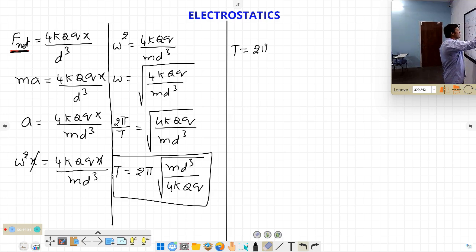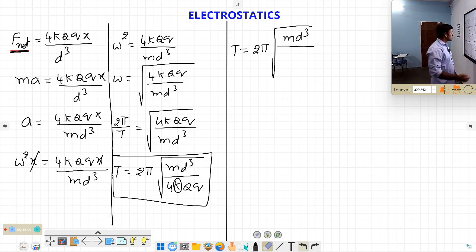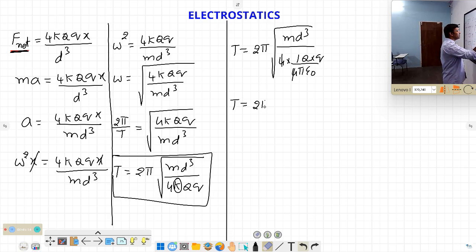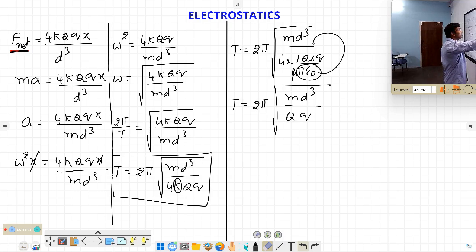Now if you want to write this answer in different ways, T is equal to 2 pi under root of m into d cube by 4k Q q. What is this k? k is 1 by 4 pi epsilon naught. So I can write 1 by 4 into 1 by 4 pi epsilon naught into capital Q into small q. In this case, this 4 gets cancelled. So now I can write this answer also in the form of 2 pi under root of m into d cube by, what is left here, capital Q small q. The denominator pi epsilon goes to the numerator, so it becomes pi epsilon. So the answer for the question may be in this form.